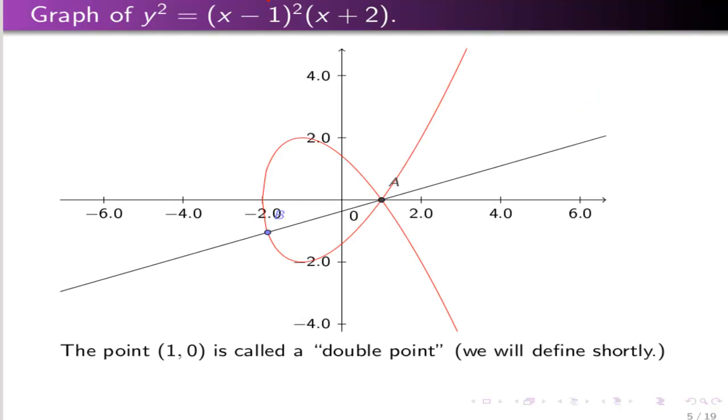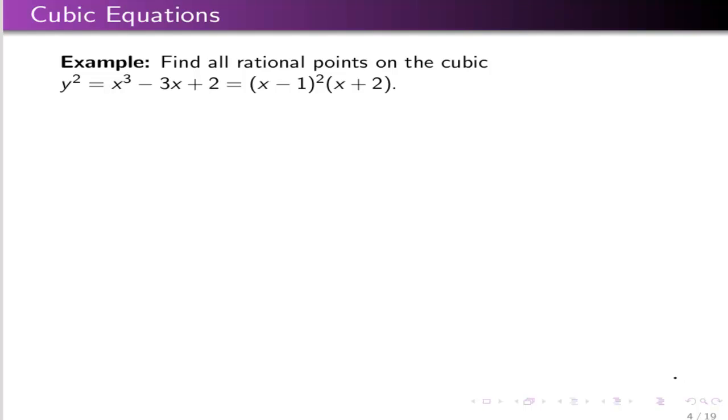So let's start with the following example. I want to find all rational points on the cubic y squared equals x cubed minus 3x plus 2, which happens to factor like x minus 1 squared times x plus 2. Okay, let's see what the graph of this would look like. So we'd have two different branches.